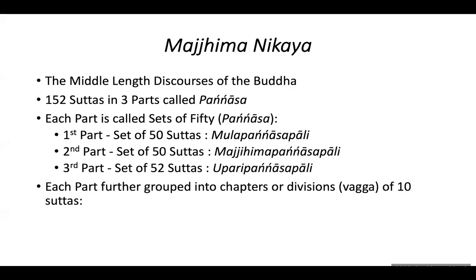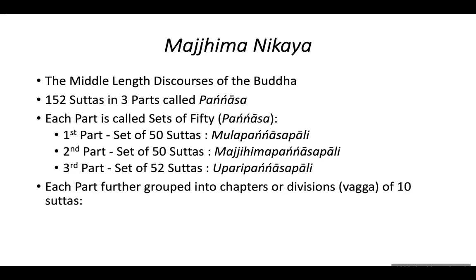Majjhima Nikaya is comprised of the suttas with a middle length, compared to the longer suttas of Digha Nikaya and the shorter suttas making up the Samyutta Nikaya and Anguttara Nikaya. Most suttas in Majjhima Nikaya are of much shorter length compared to the Digha Nikaya.